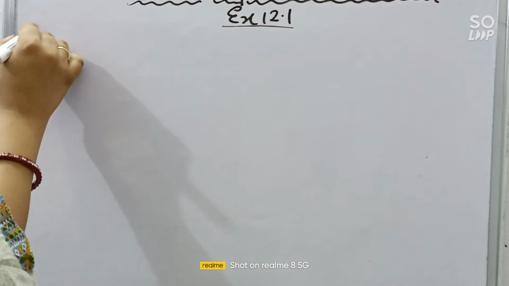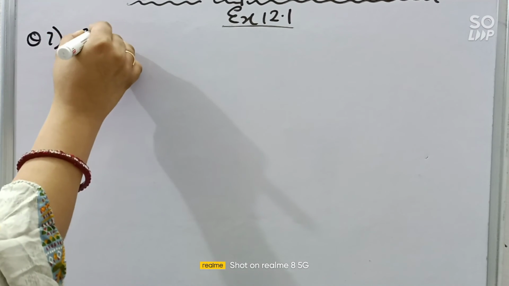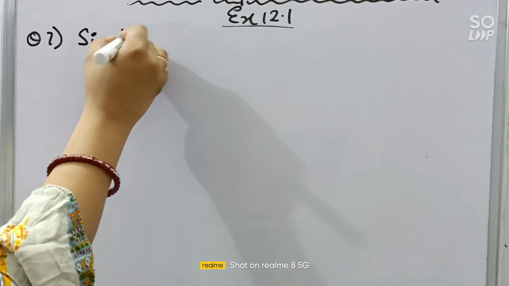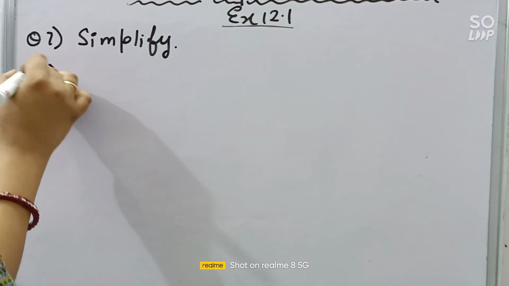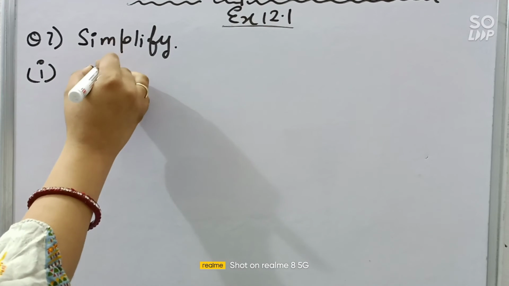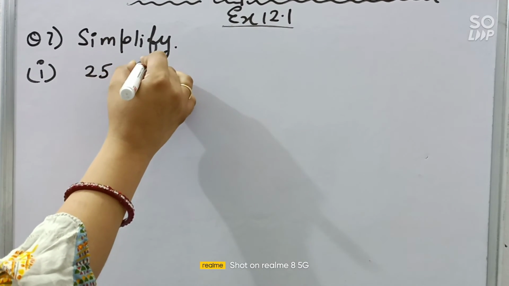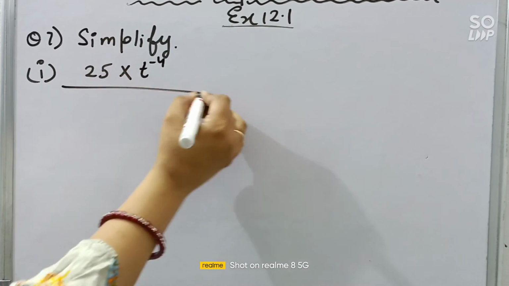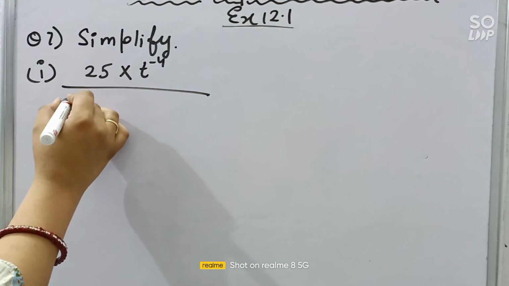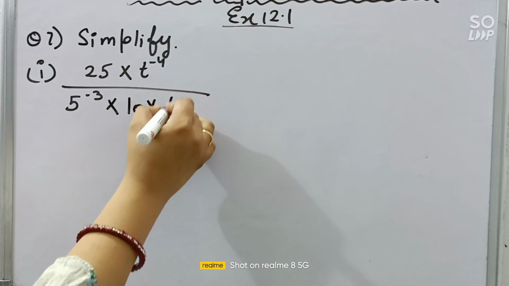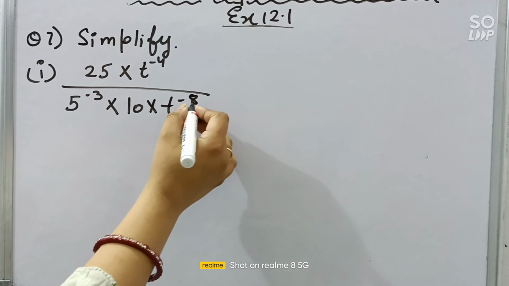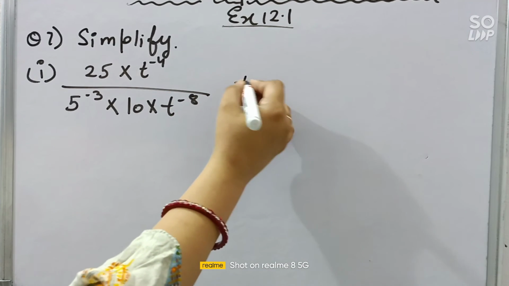Come to the last question of this exercise. This is simplify. Again there are two parts, one I am solving for you and another you will try yourself. First is given as 25 multiplied by t raised to the power minus 4 whole upon 5 raised to the power minus 3 multiply 10 multiply t raised to the power minus 8.